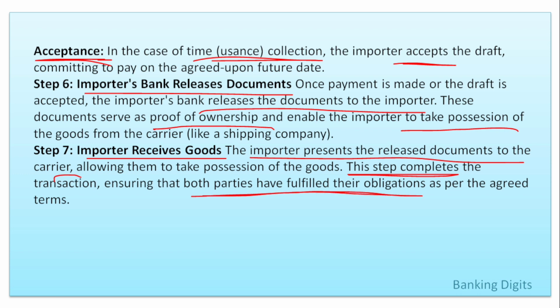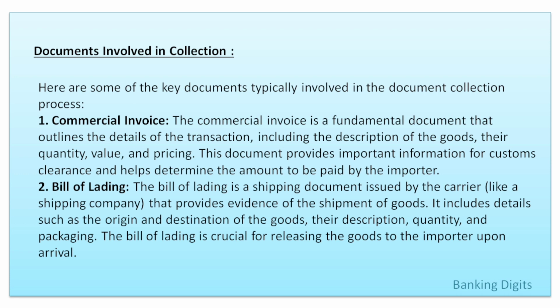In next chapter, let's quickly discuss about documents involved in collection. Here are some of the key documents typically involved in the documentary collection process. First is commercial invoice. The commercial invoice is a fundamental document that outlines the details of the transaction, including the description of goods, their quantity, value, and pricing. This document provides important information for customs clearance and helps determine the amount to be paid by the importer.